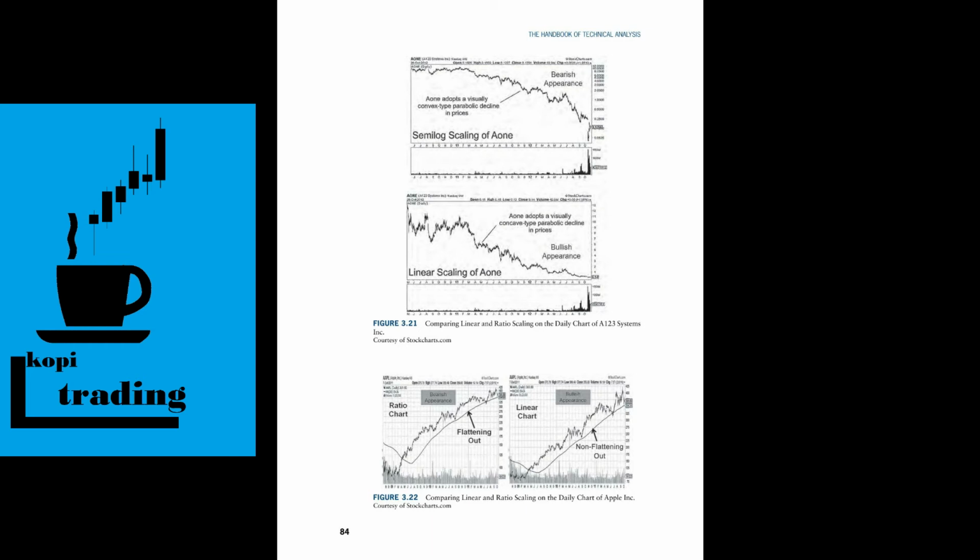Figure 3.21 comparing linear and ratio scaling on the daily chart of A123 Systems, Inc., courtesy of stockcharts.com. Figure 3.22 comparing linear and ratio scaling on the daily chart of Apple Inc., courtesy of stockcharts.com.